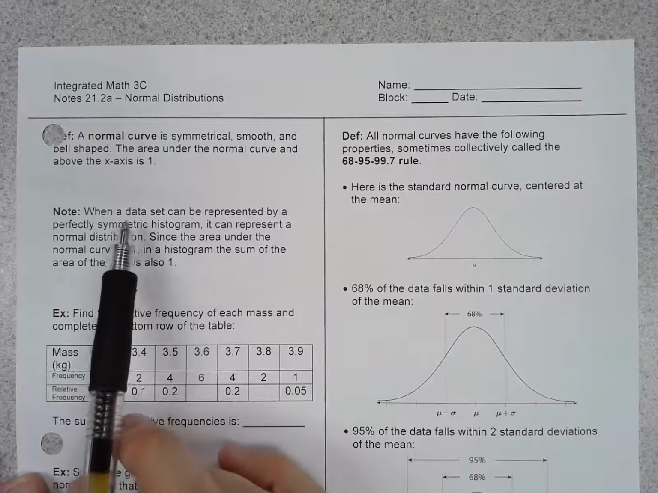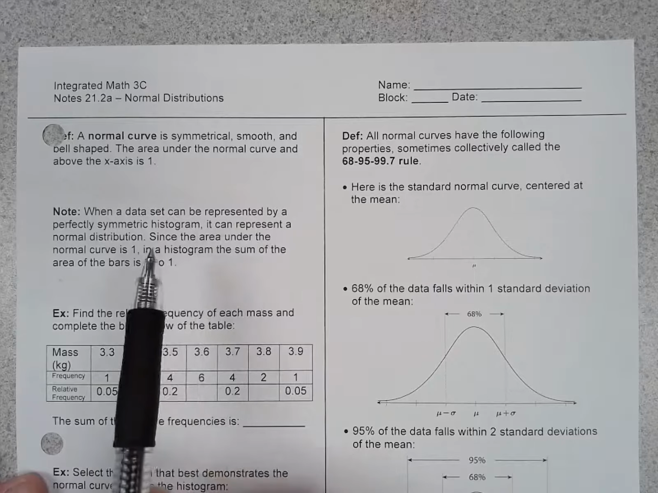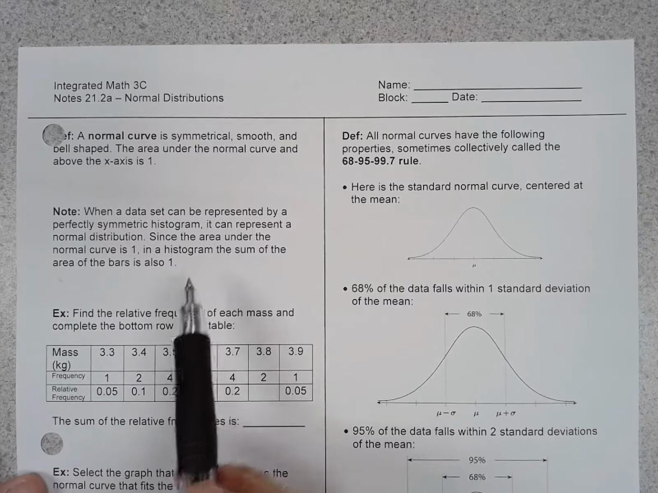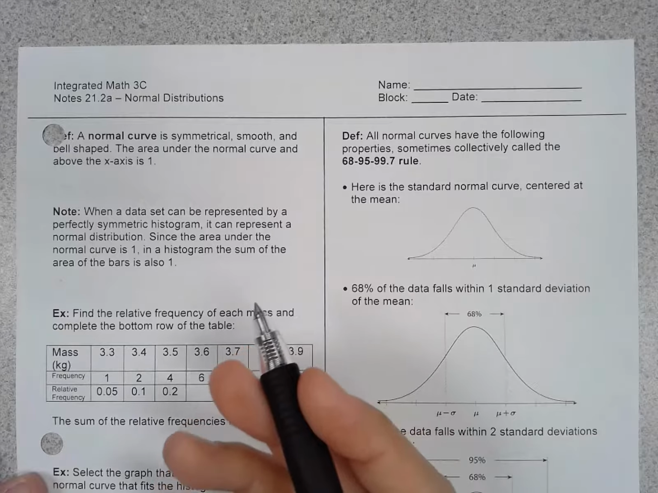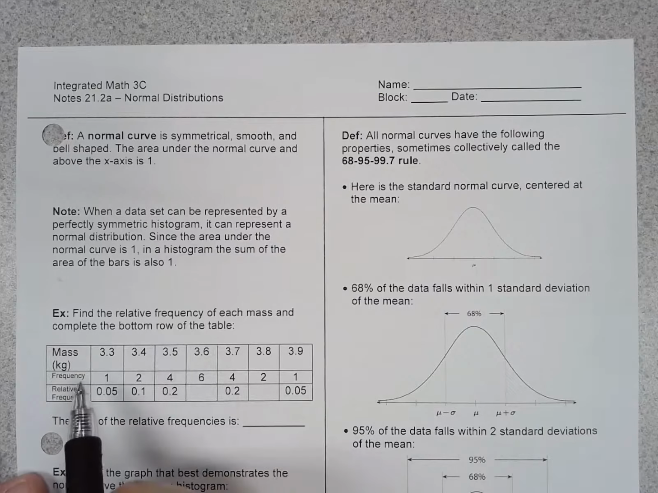It says that when a data set can be represented by a perfectly symmetric histogram, it can represent a normal distribution. So it's representing 100% of the data. So in a list of numbers, like down here, it's talking about the mass of some different objects that are being weighed.